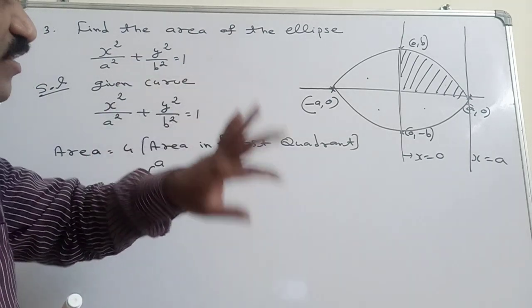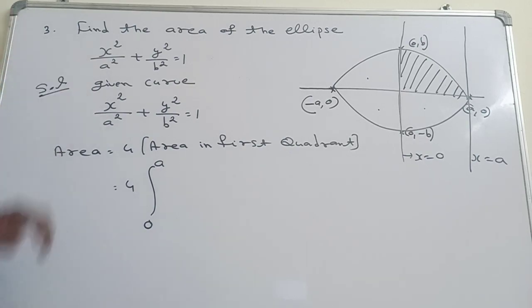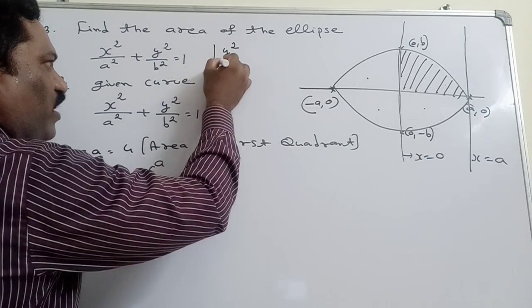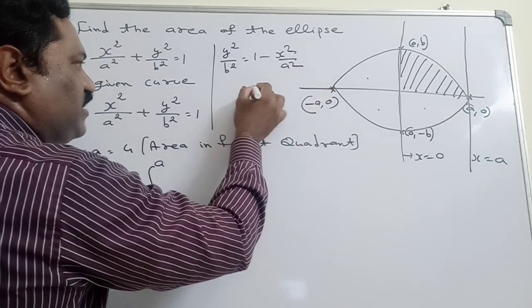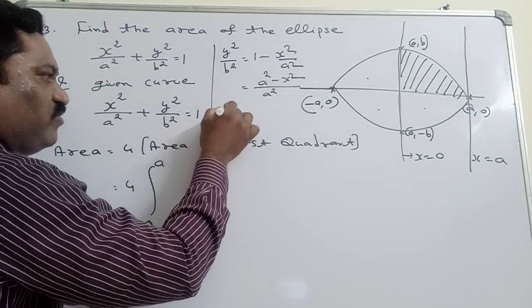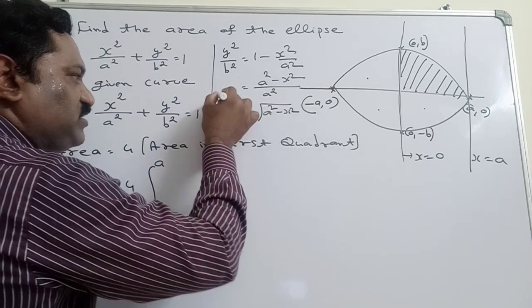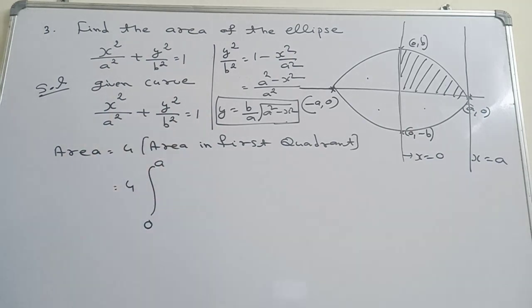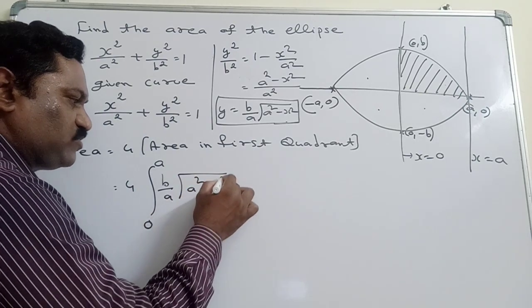To find the area under the curve, whatever the given curve is, we have to express y in terms of x. So send the x term to the other side: y square by b square is equal to 1 minus x square by a square. Where the LCM is a square, so in the numerator we get a square minus x square. Therefore the value of y from this is b by a under root a square minus x square. So this is the given equation, y in terms of x. Then we have to integrate that: b by a under root a square minus x square dx.